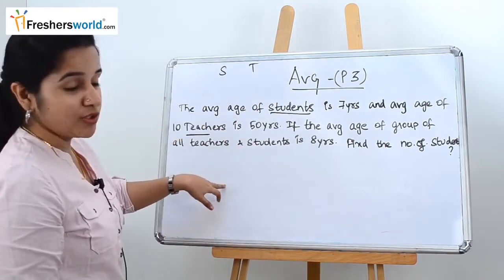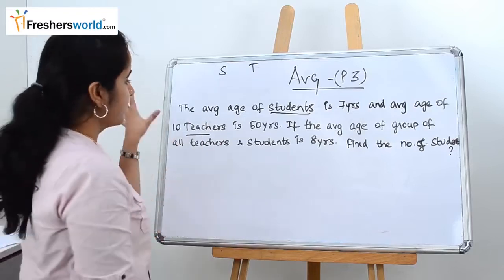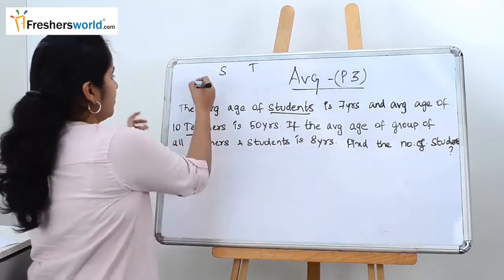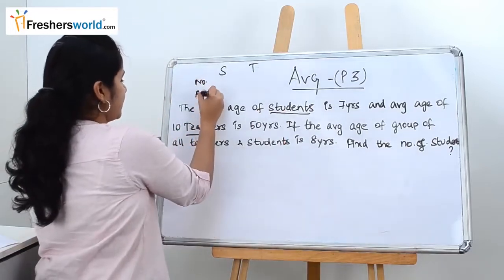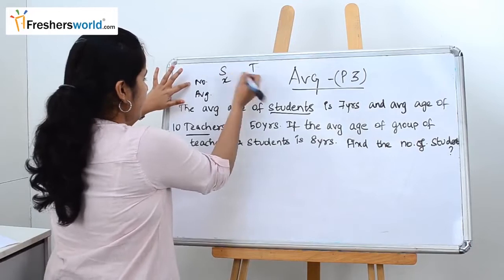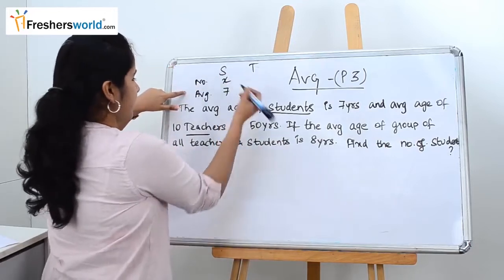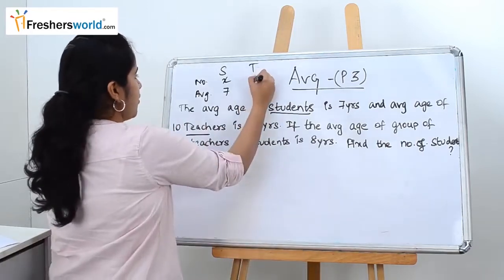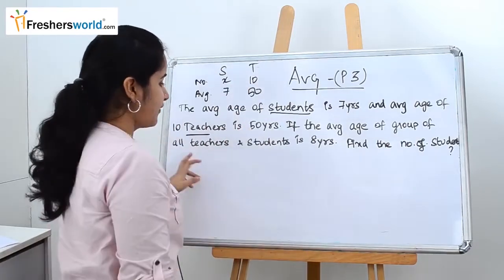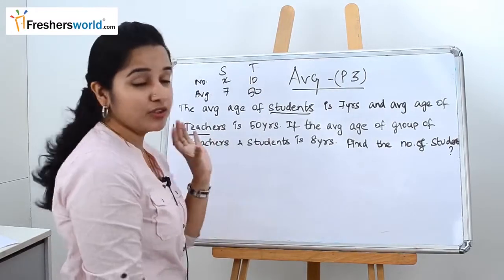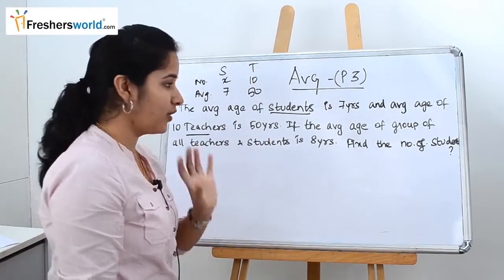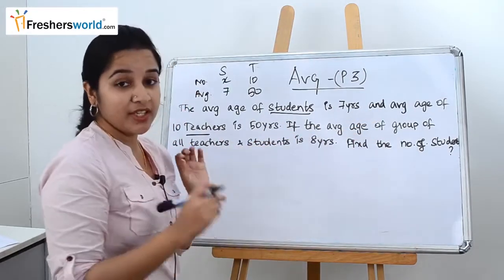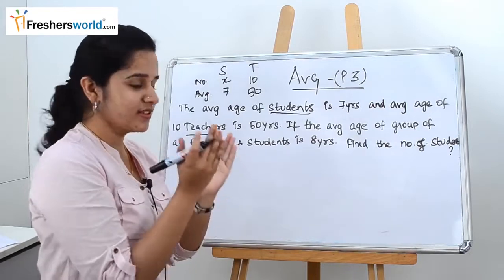In order to form the equation, you should know the right hand side and the left hand side. So the average age of students is 7 years. We don't know the number of students, so let's take it as x and their average is 7 years. Similarly, the average age of 10 teachers is 50 years, so we know both the number and the average here. For the left hand side of the equation, you should know the total number of students and teachers and their overall average. The average of the group of teachers and students is 8 years, but we don't know the total number of teachers and students.